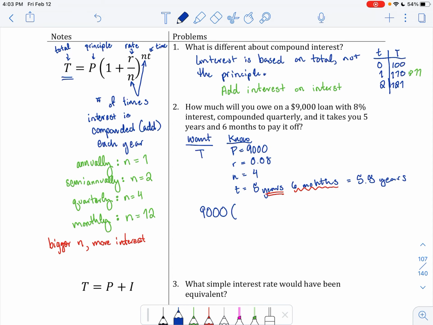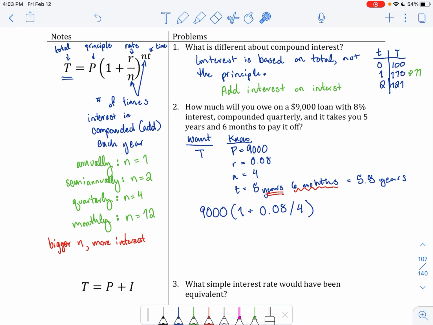So look on your calculator, see if you have it. 1 plus 0.08, that's our R, divided by N, which is 4, close parentheses. So if you have this, this is great.